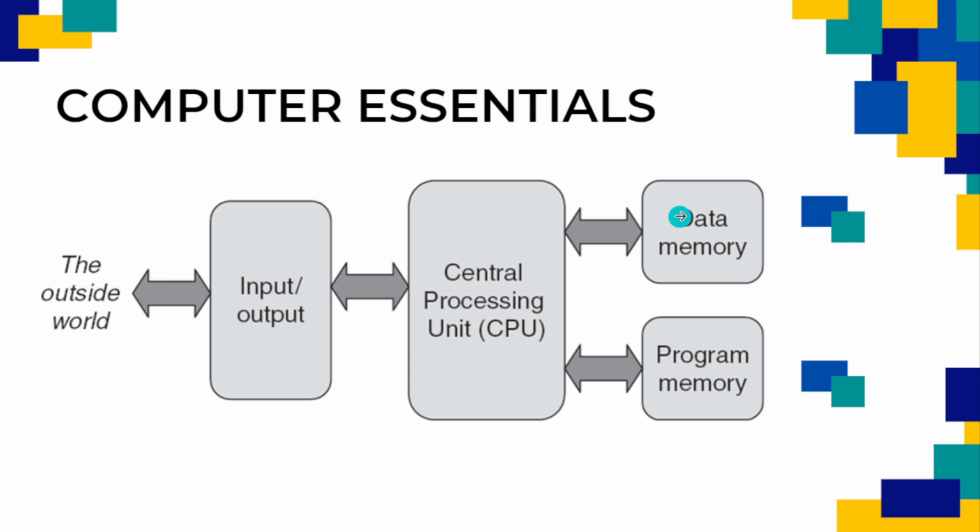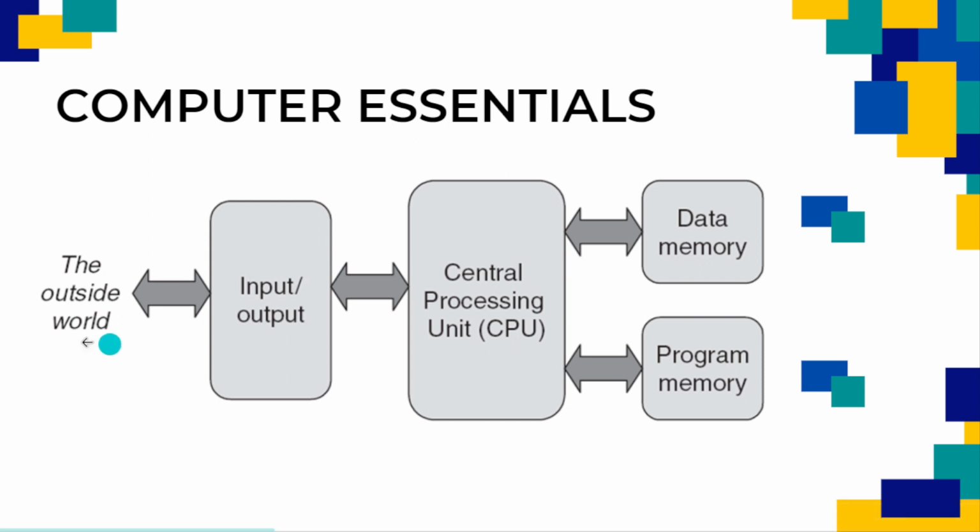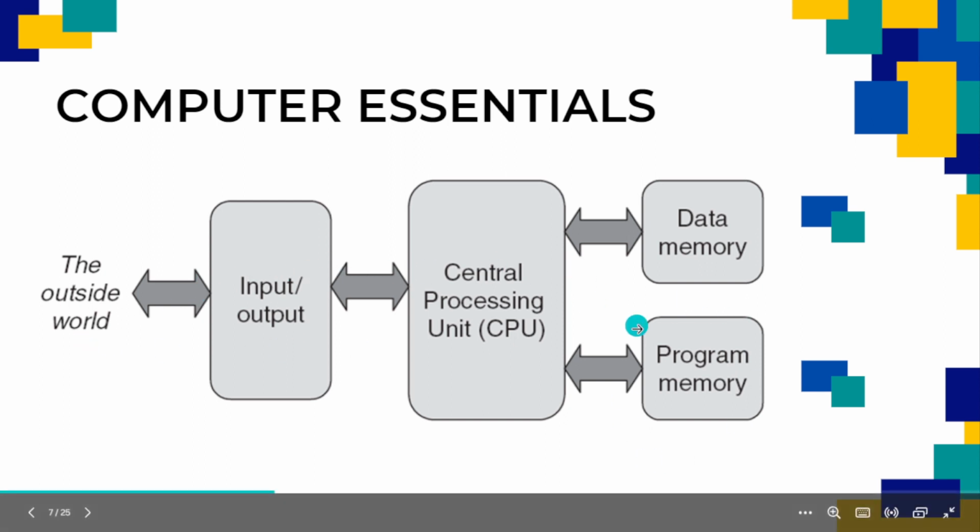Next one is the data memory and program memory. So we all know the data memory and program memory. Program memory is also known as flash memory or read-only memory. It stores the program instructions that the microcontroller executes. It contains machine code or compiled instructions that define the behavior and functionality of the microcontroller.